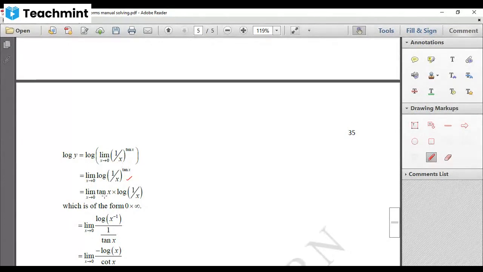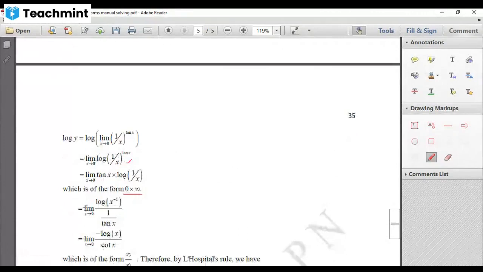Now if you apply the limit, you'll get tan 0, which is 0, into log of infinity, which is infinity. So this is of the form 0 into infinity. And we know how to solve anything which is giving 0 into infinity. We have to convert that into either 0 by 0 form or infinity by infinity form. So let us send this tan x to denominator because we are having log. So let's keep log as it is in the numerator. Log of 1 by x can be written as x to the power of minus 1 divided by, if you send tan x to denominator, that becomes 1 by tan x.